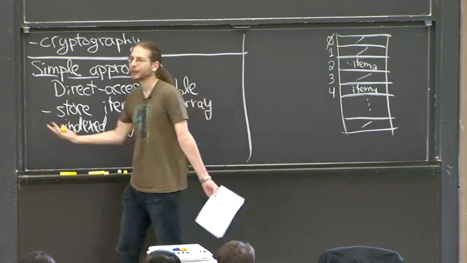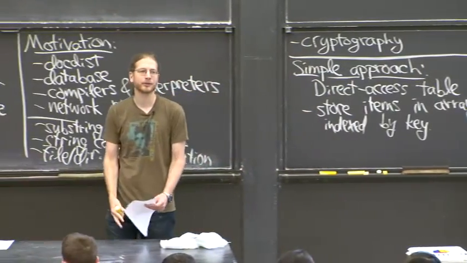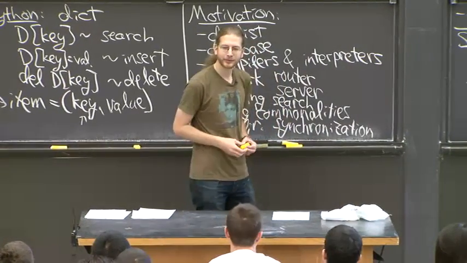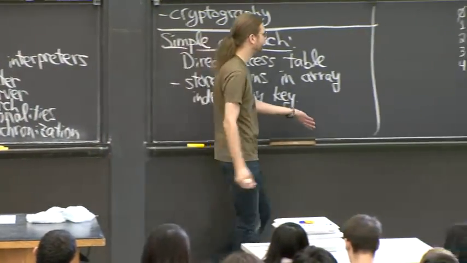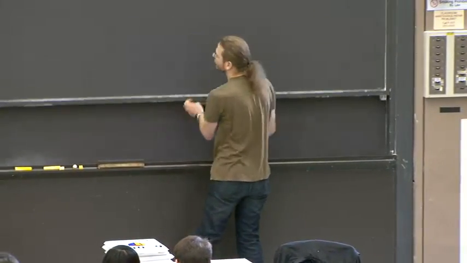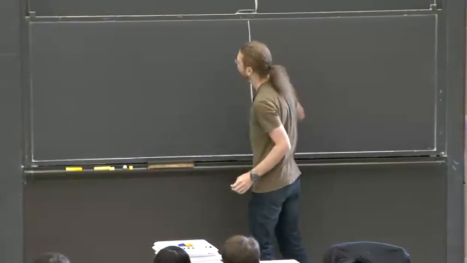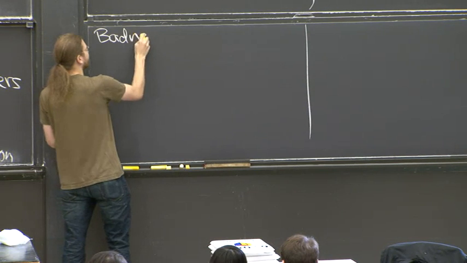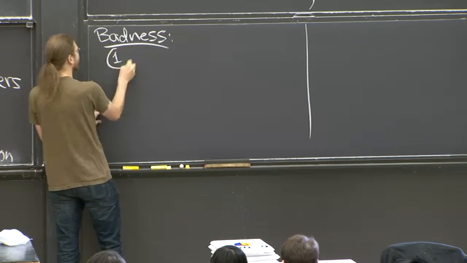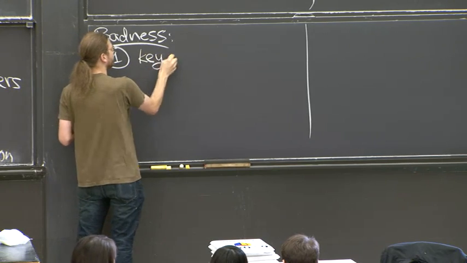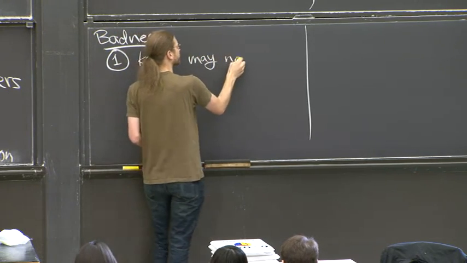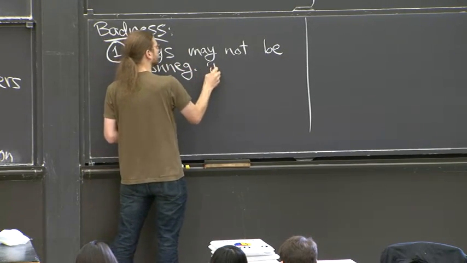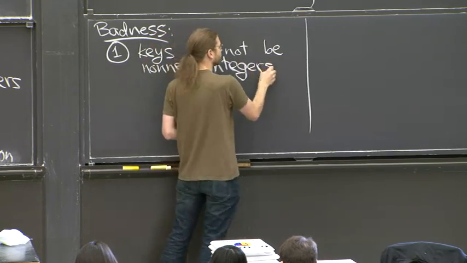What's bad about this? Hard to associate something with an integer. Good. That's one problem. There are actually two big problems with this structure. I want both of them. Badness. Number one is keys may not be integers. Good.